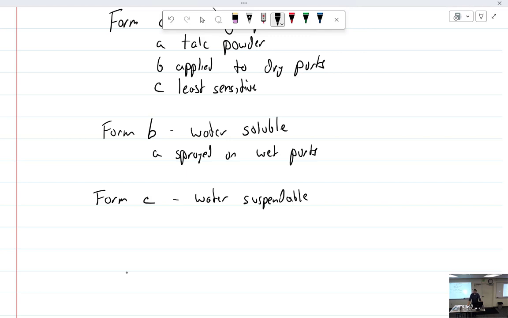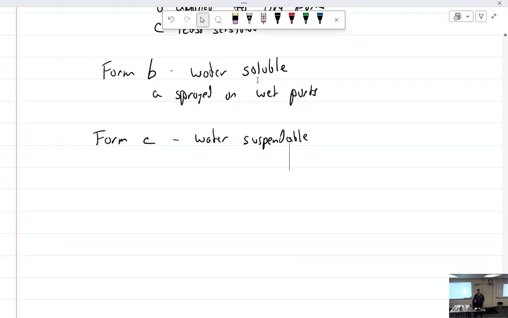But form C is water suspendable, which would be like particles that don't mix with water. They mix, but they don't dissolve. So you have to constantly agitate it, and stir it, and shake it every time you're using it. That is pretty much, I believe, gone away from the industry. Everything's gone more towards the water soluble, if you're gonna do this. But it is also sprayed on wet parts. Is there a benefit to suspendable over soluble? I don't think there is, because when I went to order our stuff and I talked about ordering some water suspendable, the guy says, oh man, nobody uses that stuff anymore. I said, all right, that one either.